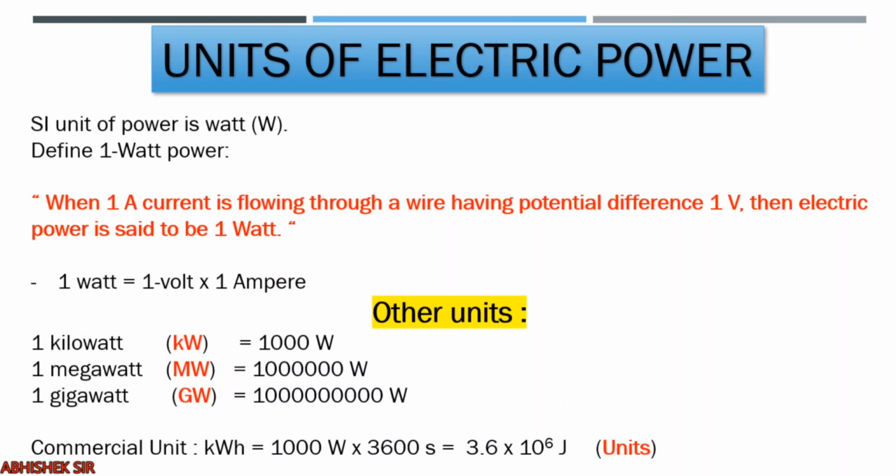And if the board is charging 4.5 rupees per unit, then for every unit you will need to pay 4.5 rupees. So if you are using 100 units in 1 month, 100 into 4.5 will be 450. So 450 rupees you have to pay to the government. So that is why it is also known as the commercial unit.